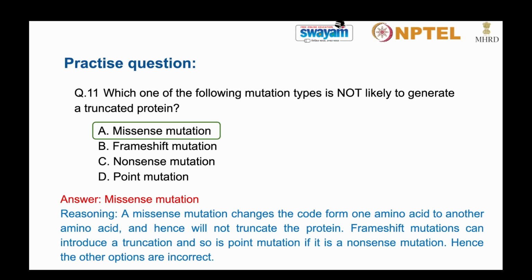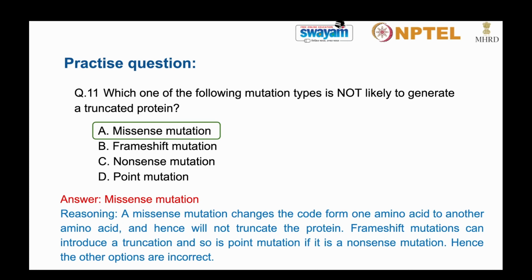But in frame shift mutation, there could be a possibility, because frame shift means insertions or deletions. For example, if a particular insertion comes, madam, there is still a possibility it will produce a stop codon and there will be a truncated protein. Okay, my confusion is with point mutation. Yes, your confusion is with point mutation.